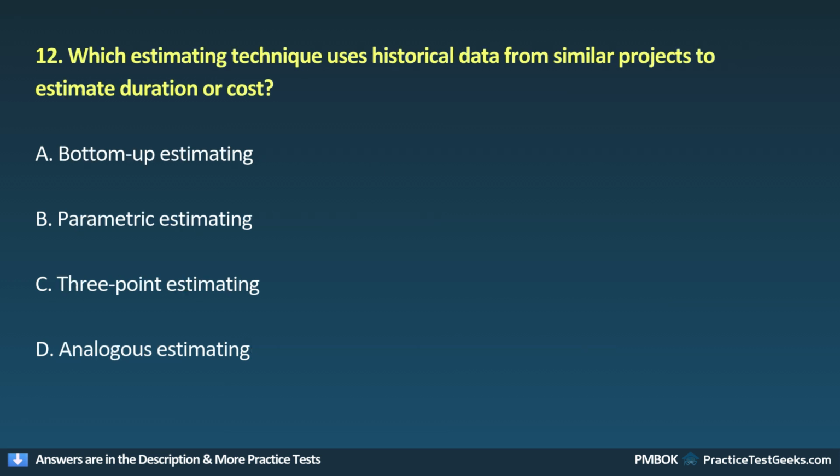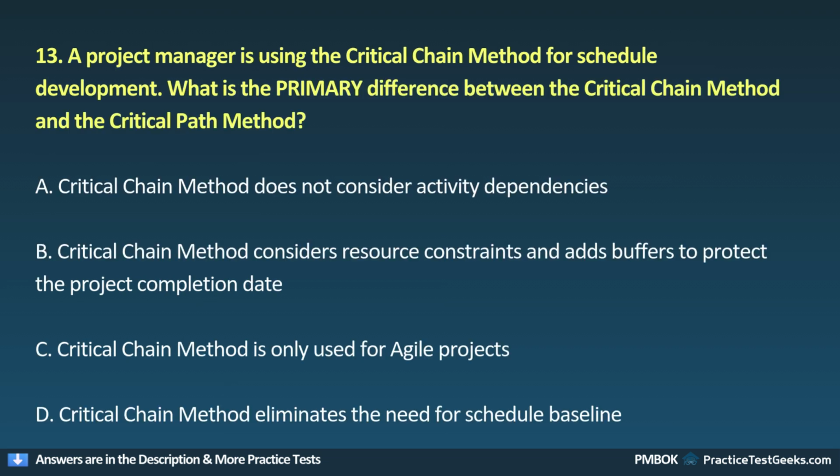12. Which estimating technique uses historical data from similar projects to estimate duration or cost? A. Bottom-up estimating. B. Parametric estimating. C. Three-point estimating. D. Analogous estimating.